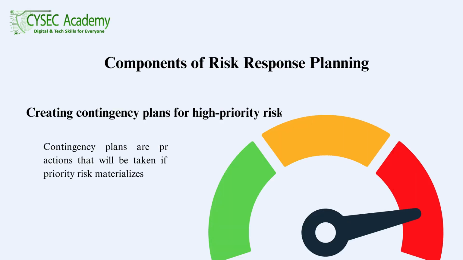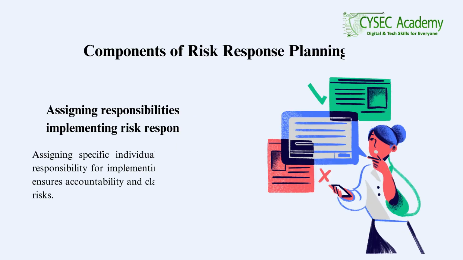5. Creating contingency plans for high-priority risks. Contingency plans are predefined actions that will be taken if a high-priority risk materializes. These plans ensure that the project team is prepared to respond quickly and effectively to significant risks. Imagine developing a contingency plan for severe weather delays, which includes rescheduling work and securing additional resources to stay on track.